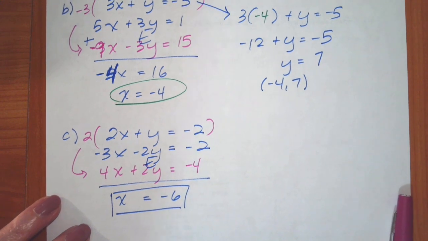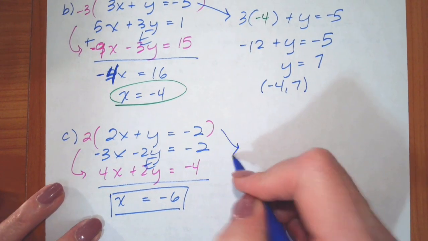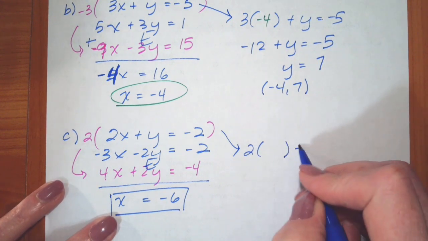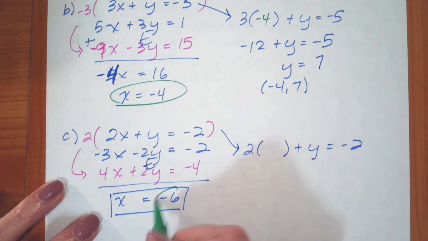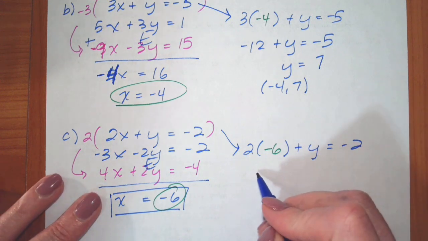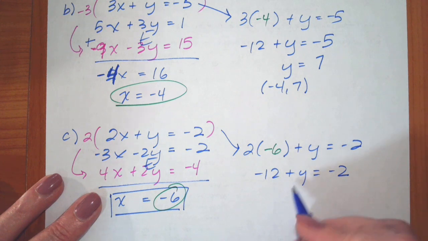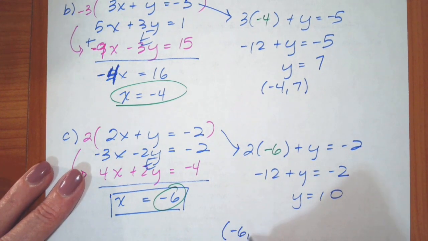I can plug this into either one of my equations. I think I'll do the top one. I know 2 times my x plus y is negative 2. Well, I know x is negative 6. So I get negative 12 plus y is negative 2. So y is 10. So my solution is negative 6, 10.